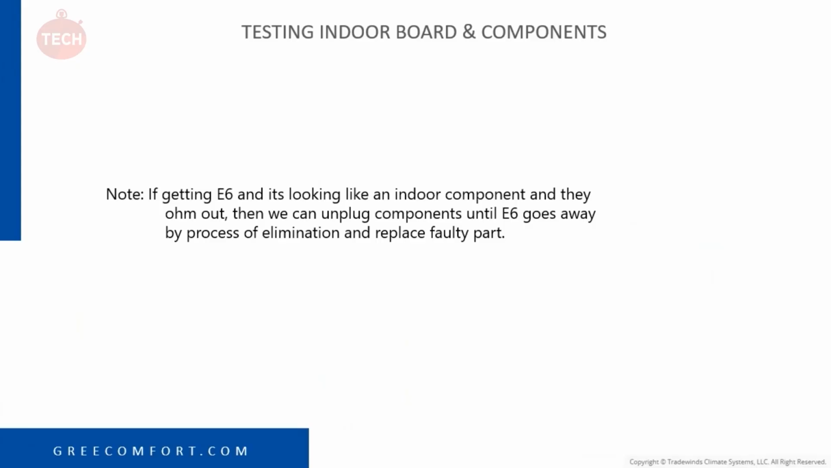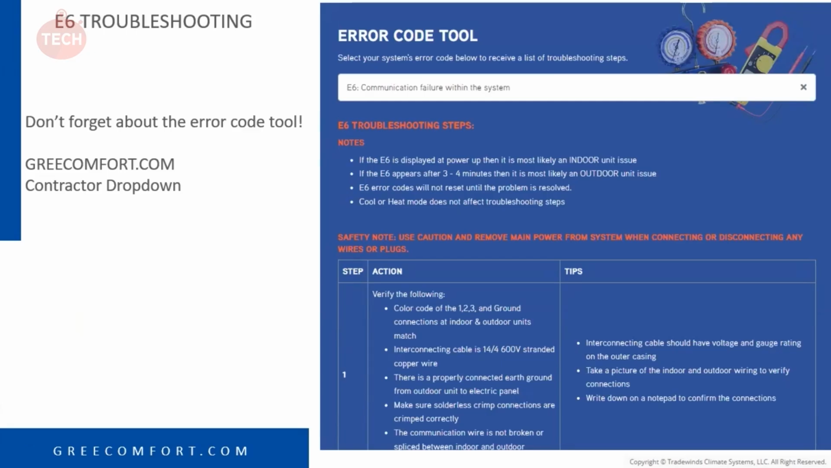And then you can just do a process of elimination and plug in one component at a time to see which one is dragging down your communication. So don't forget about our air code tool. It can be found at greecomfort.com. You can go to the contractor dropdown and click on air code tool.